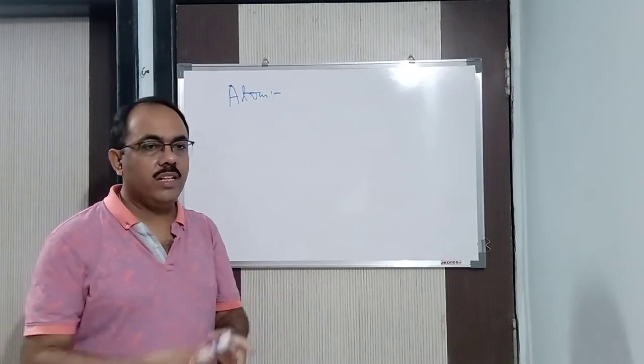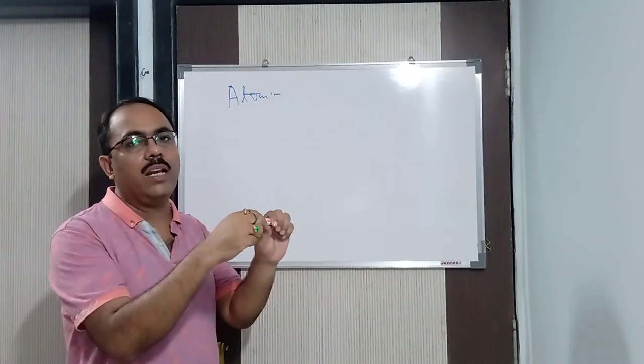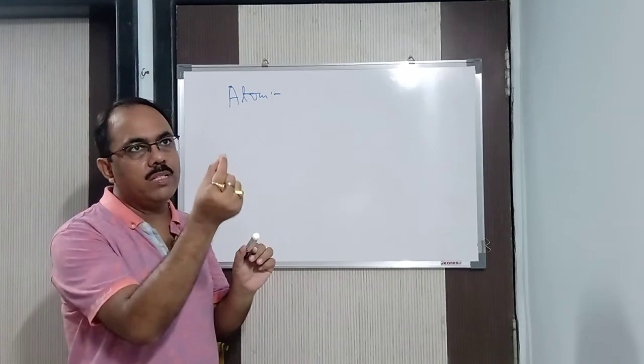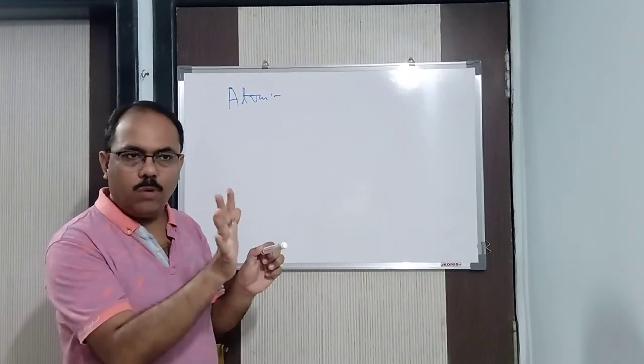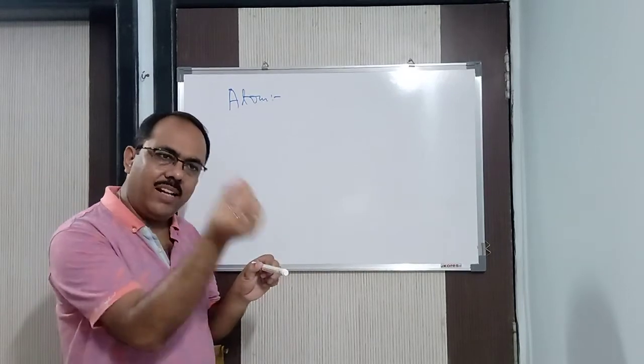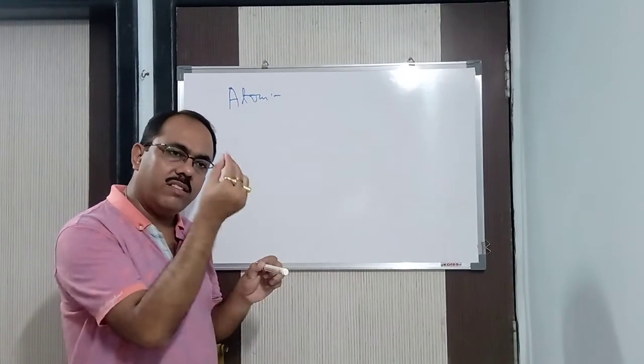For example, suppose this is an iron rod. If I break this iron rod, what will I get? The smallest part is the iron atom. Will I get copper? Will I get silver from it? No. If you break an iron rod, you will get iron atoms only. If you break a silver rod, you will get silver atoms only.